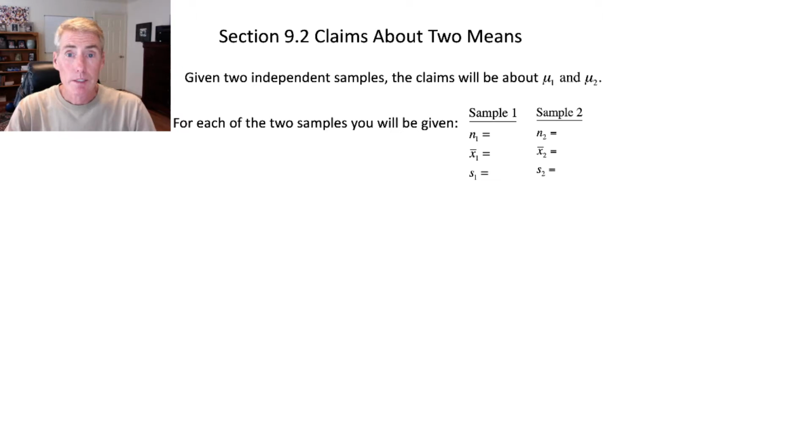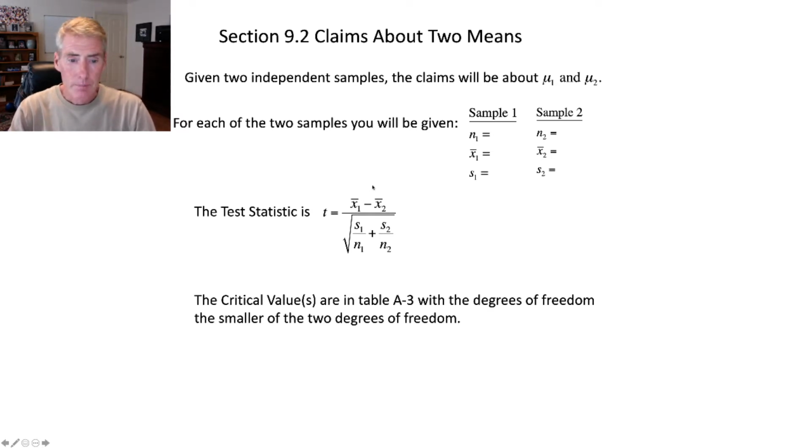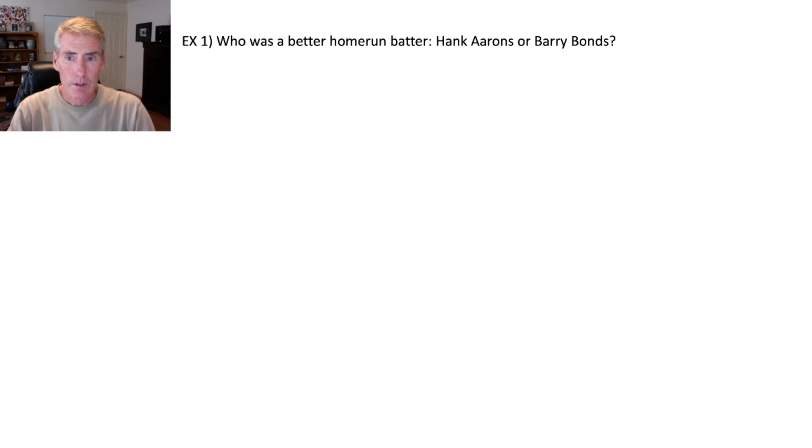And again, we'll write down the claim, H1, H sub O, draw the little picture, find the critical value. Since this is about the means, the critical value is going to be table A3, the t distribution. And the test statistic is also going to be a t. If you want to use the formula, it's going to look like this. But I'll also show you how to use the calculator.